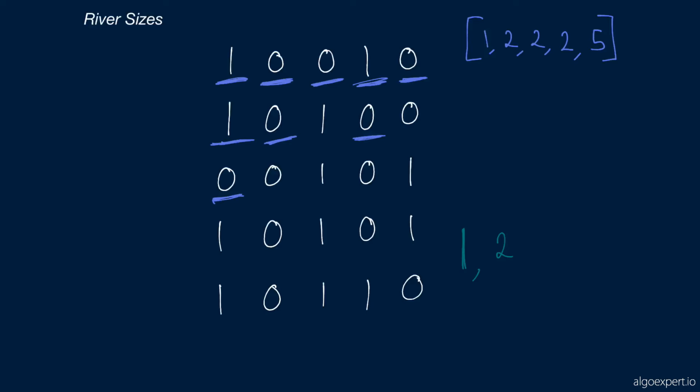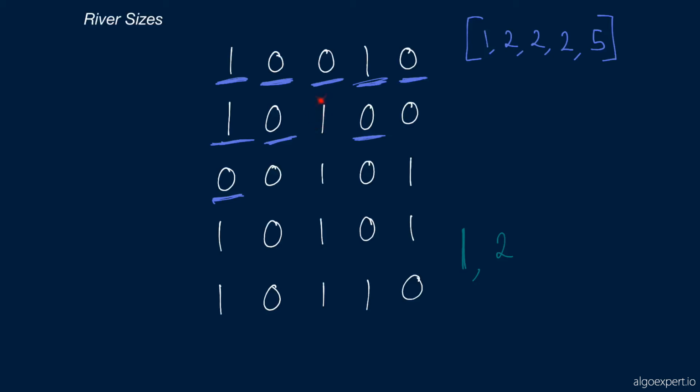So now we move to the last value in the top row, which is a 0. This 0 we can just skip because it's already been visited. Then we go to the second row. We visited this value, so we skip it. Visited this value, so we skip it. And now we go to this value.